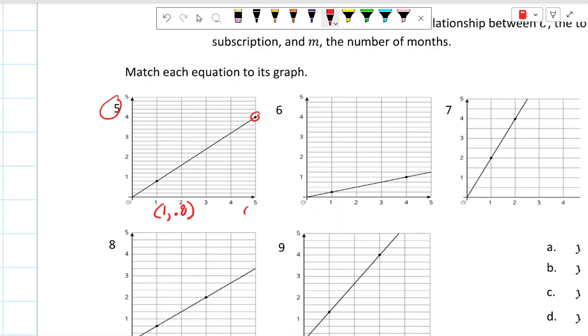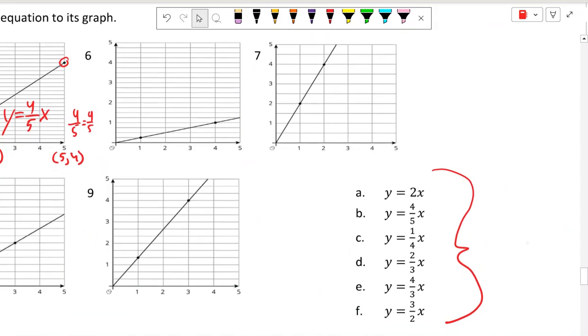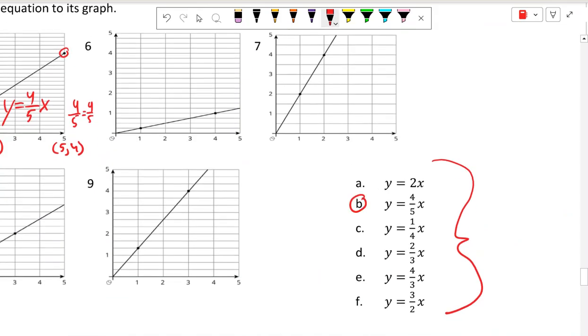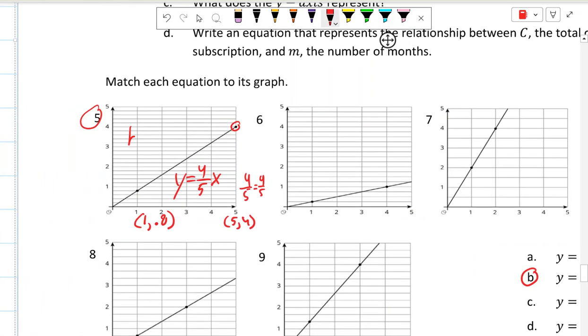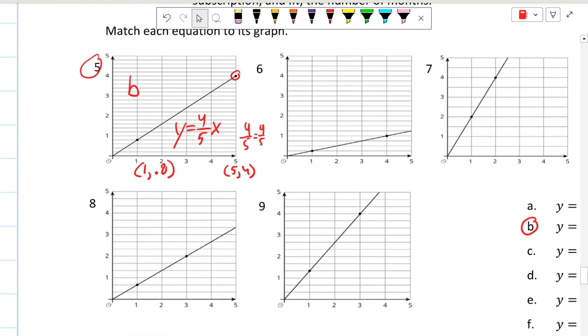To find your K value on this straight line, well, there's also one over here. That one is 5. Looking back is 4. So take your value 4 divided by 5, and it looks like that simplified is 4/5. So we're looking for an equation that looks like this: y equals 4/5 x. So you look over here, and you can see that b is the one. So b belongs to number 5. So you'll do that on all of those.